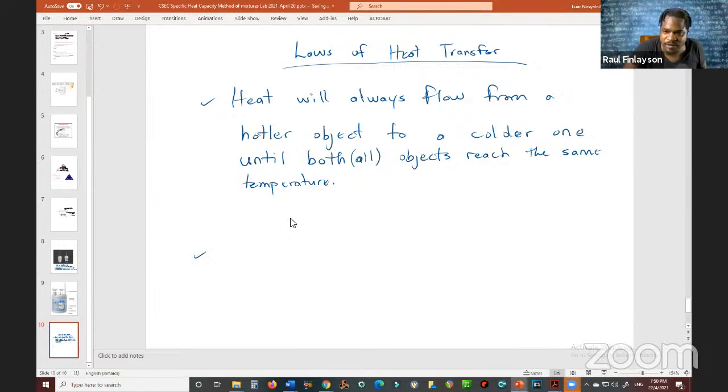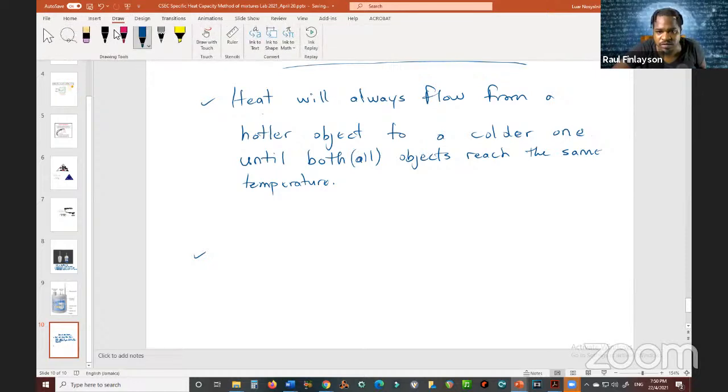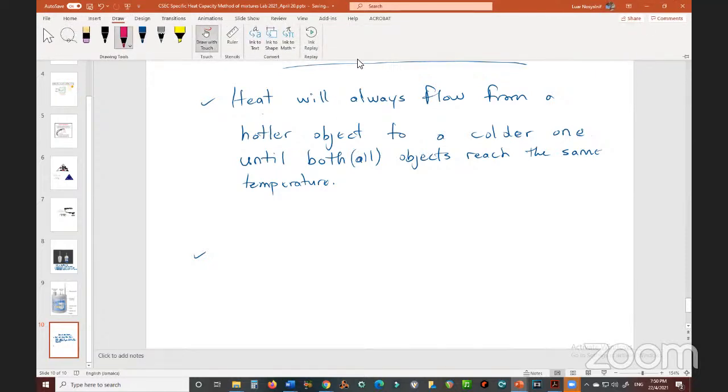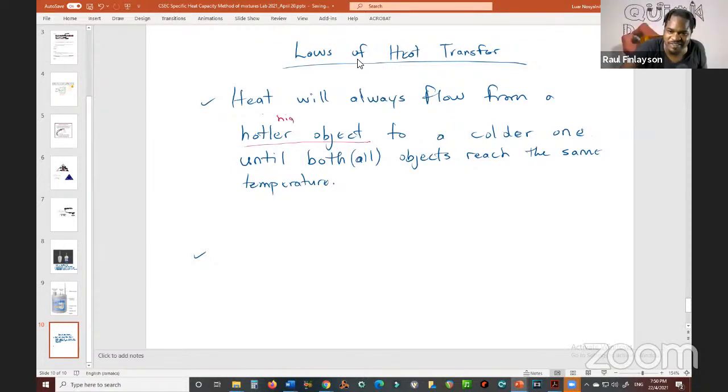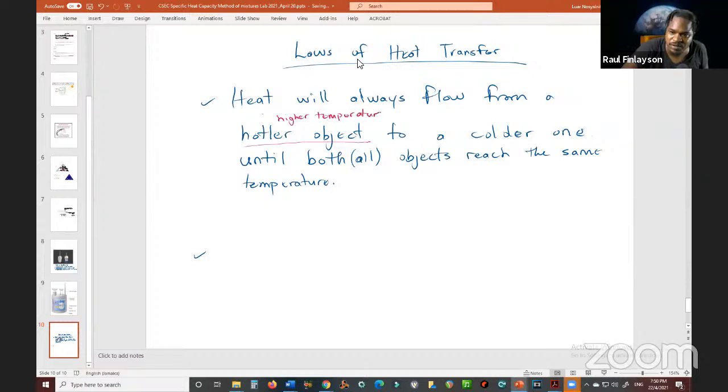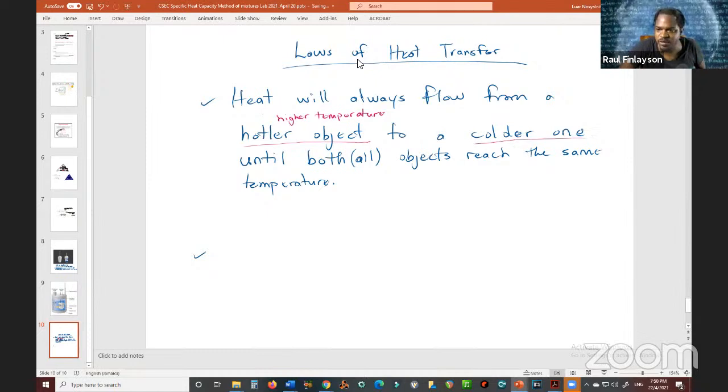What do we mean by hotter object? Hotter object means greater heat, if you want to look at it that way. Higher temperature. An object that has a higher temperature, that's the hotter object. All right. Cooler one means lower temperature.